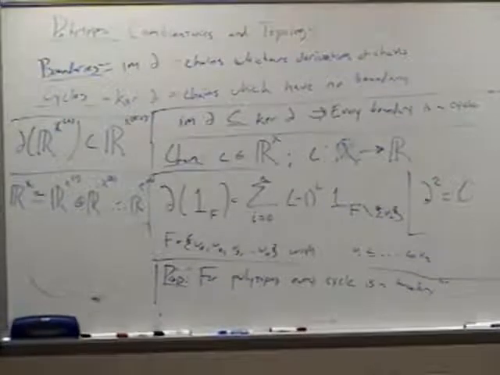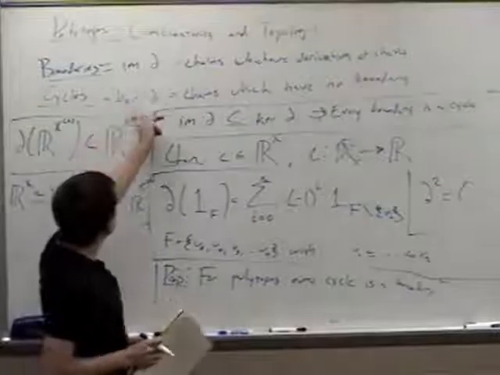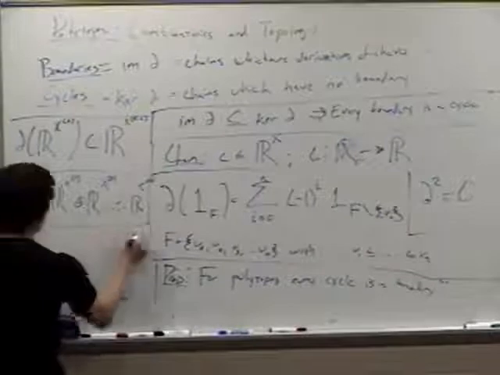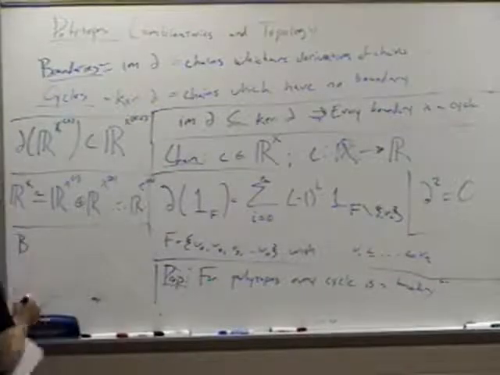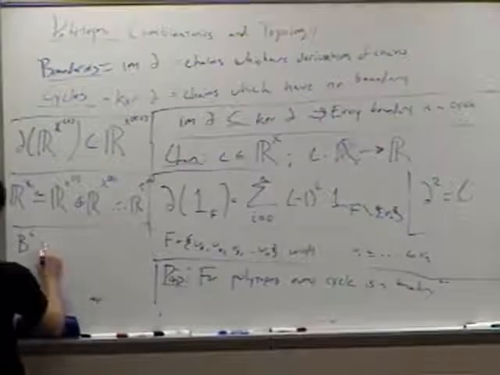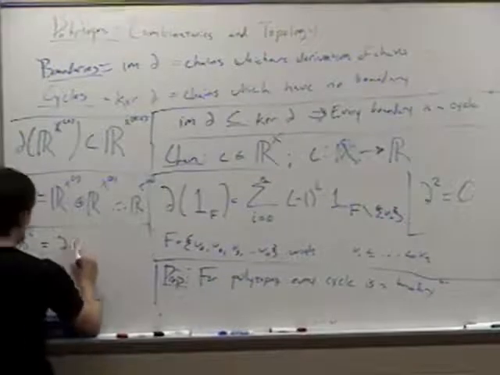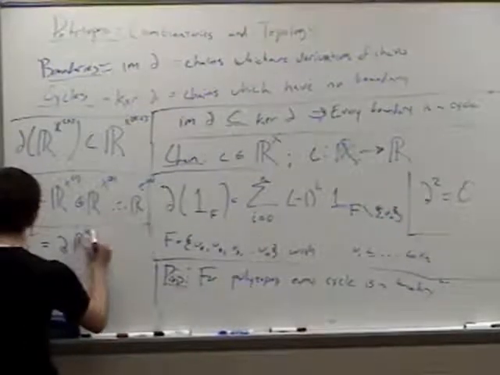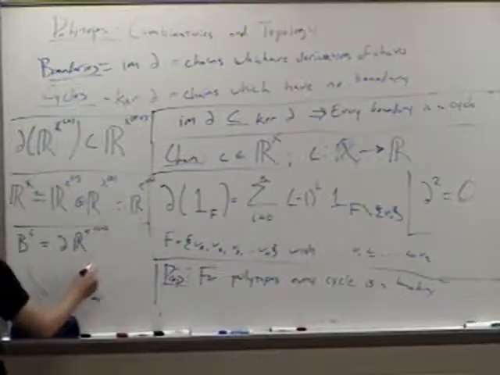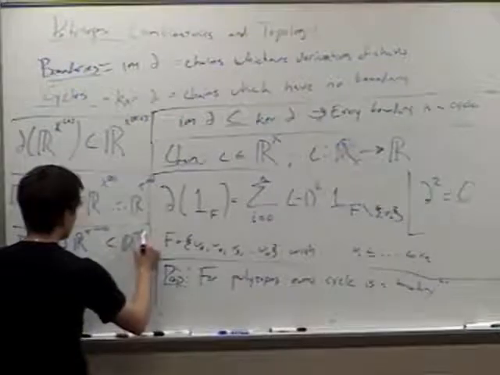Now, here is the idea. If we have this, then we can also split apart the images and kernels of these cycles. All right. So here's what we're going to do. We're going to define B_i, which is going to be equal to this boundary operator applied to R^{X_{i+1}}. All right, so this is basically going to be some subvector space of R^{X_i}.